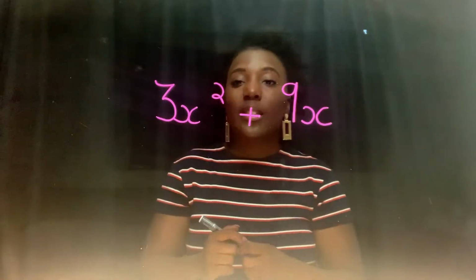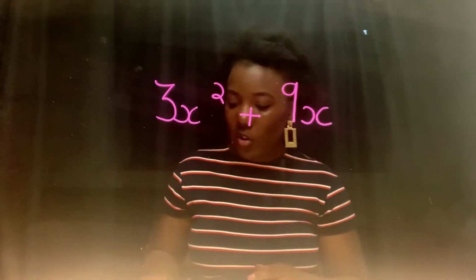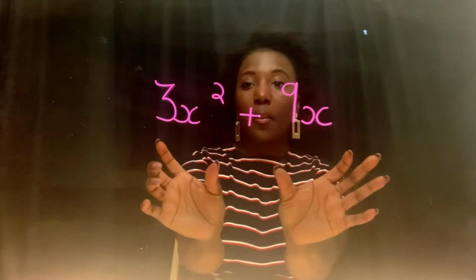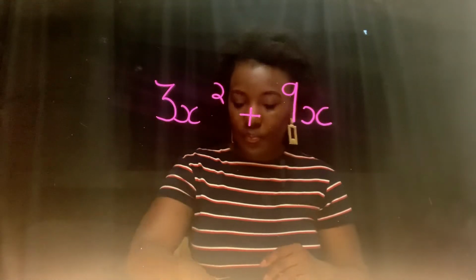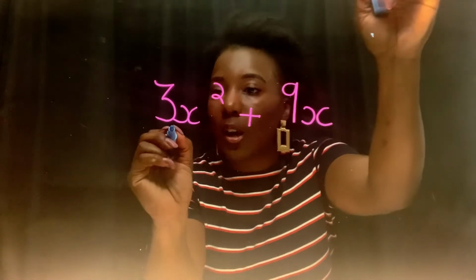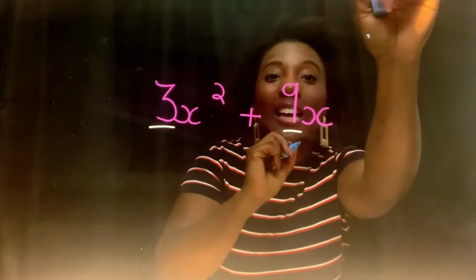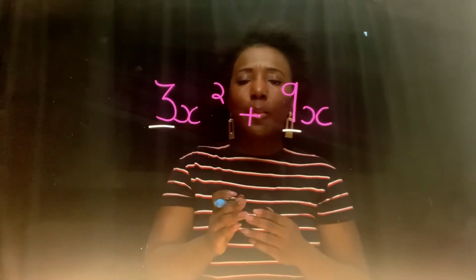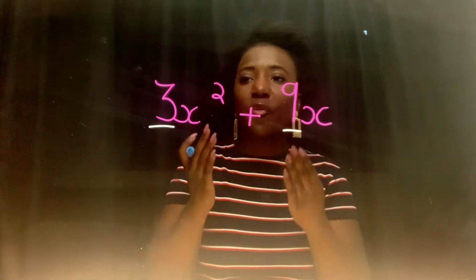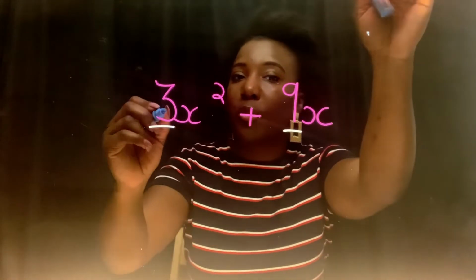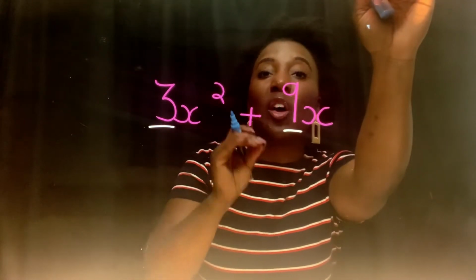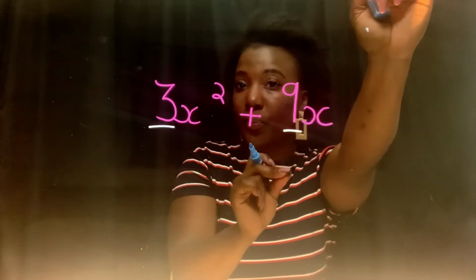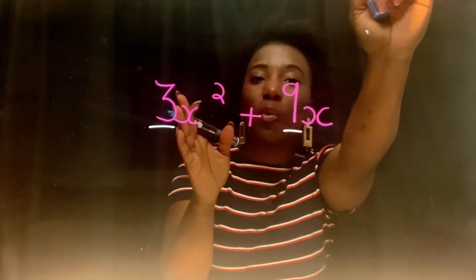Well, same process. First things first, we need to look at the numbers included in our expression. So numbers we have got here, 3 and 9. Think about your times tables. What times table do both of these numbers fall into? Well, 3 and 9 are both in the 3 times table.